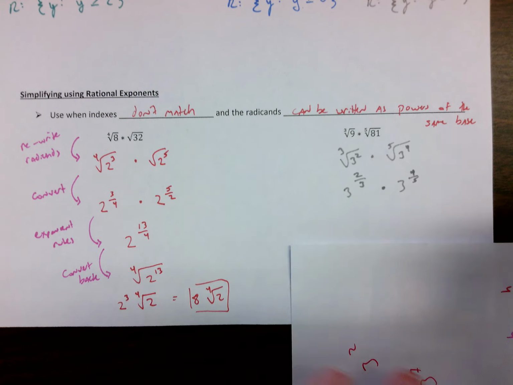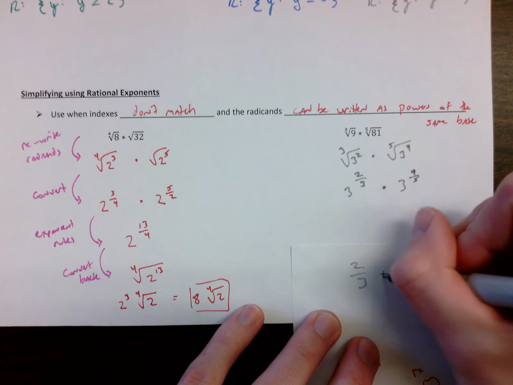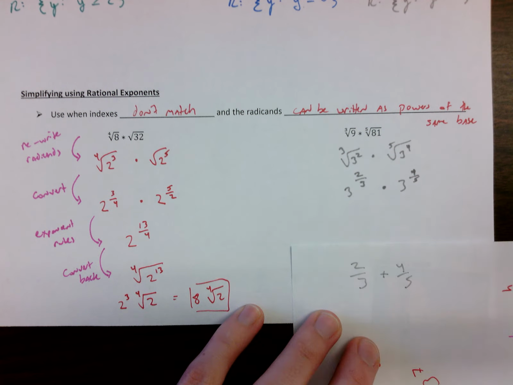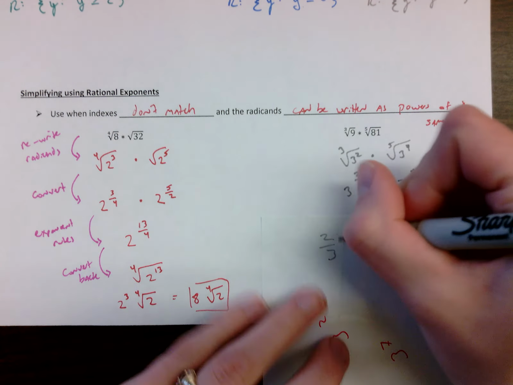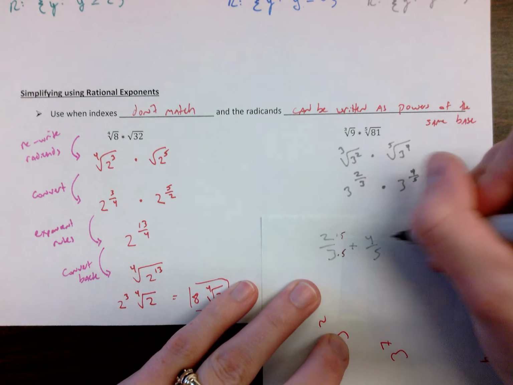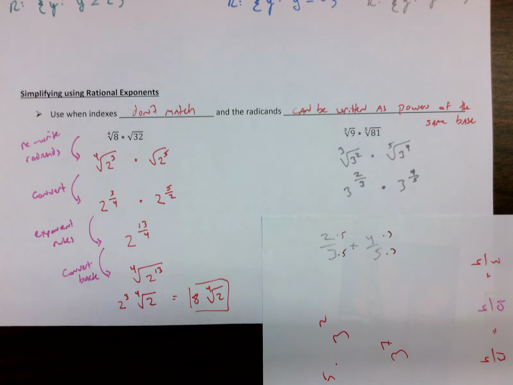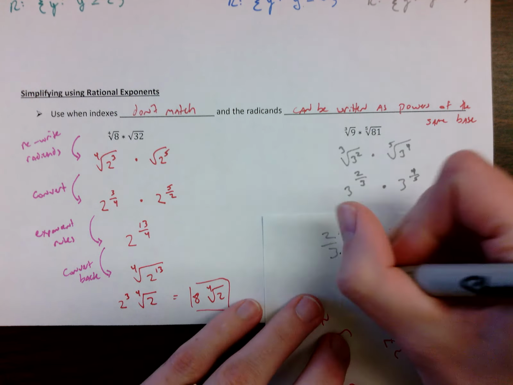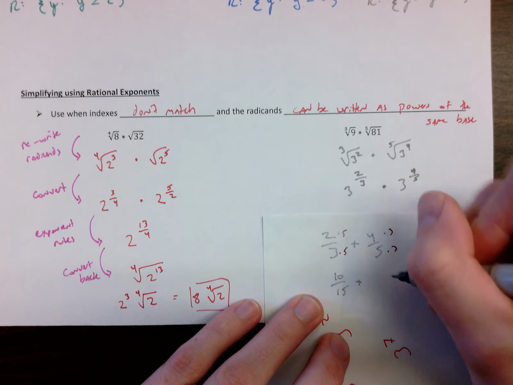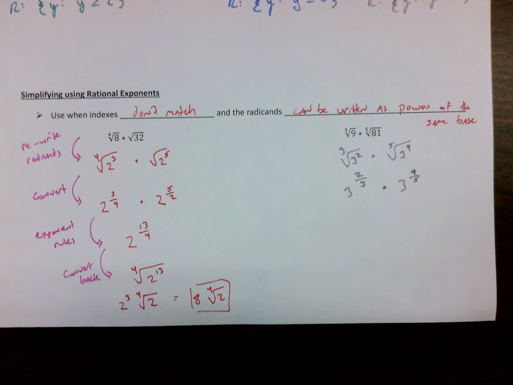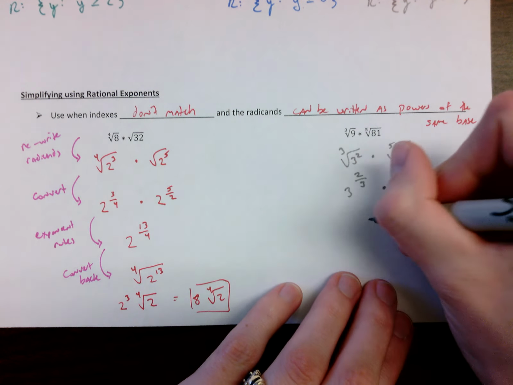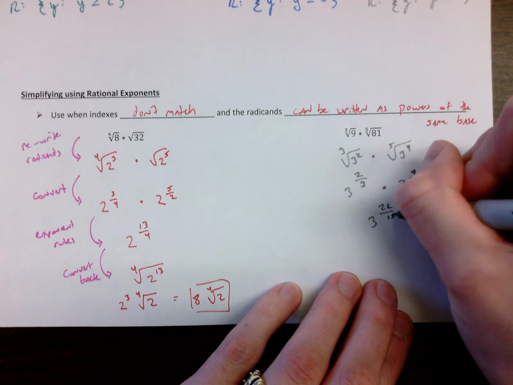So 2/3 plus 4/5. I need common denominators. So I'm going to multiply this guy by 5 top and bottom, and this guy by 3 top and bottom. So that's going to give me 10 over 15 and 12 over 15. That's going to add to 22 over 15. So this is 3 to the 22 over 15.